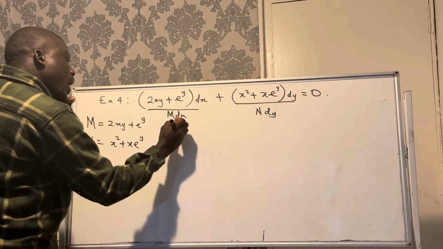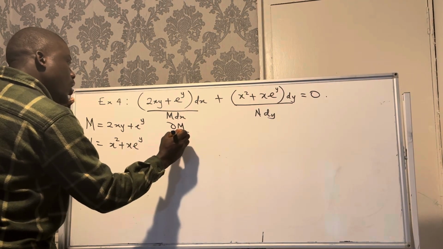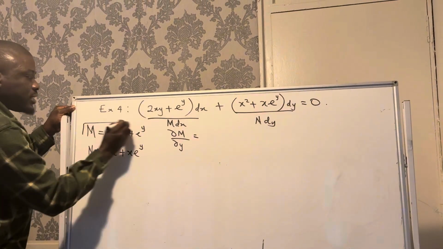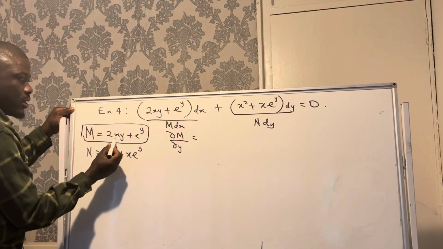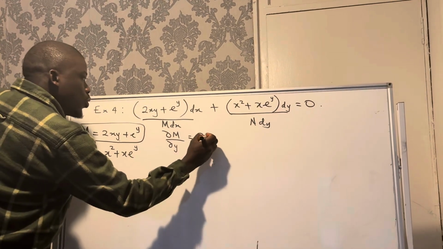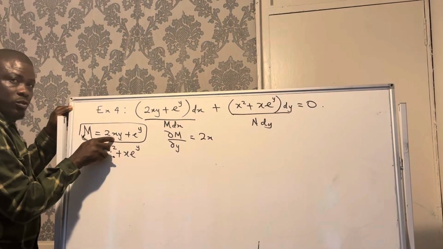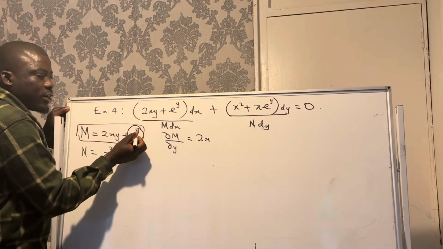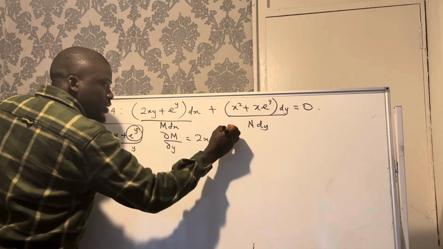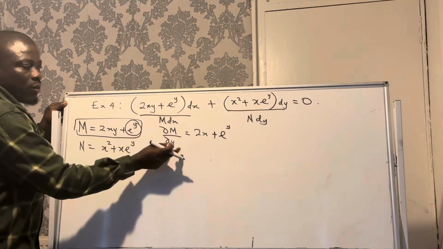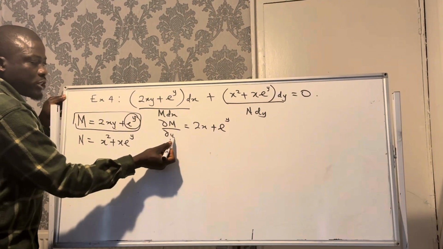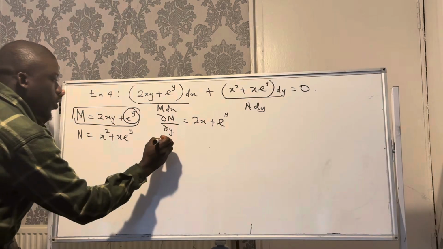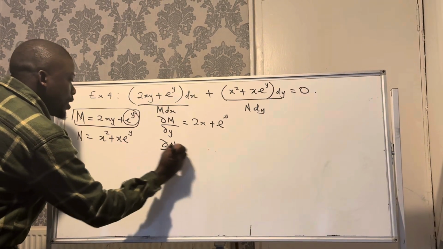Now let's differentiate, partial M with respect to partial y. If you differentiate this with respect to y, we have 2x. And if you differentiate exponential raised to power y, we are still going to have the same thing, e^y. So that's our value for partial M with respect to partial y: 2x plus exponential raised to power y.